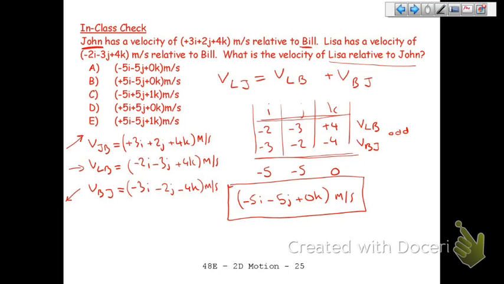I didn't do a diagram. Maybe I should have done a diagram. I'd have said I want velocity, Lisa, John. So I go down here and say it's Lisa, Bill, and then V, Bill, John. So that's what I'm doing in that equation. They both mean the same thing. Clear on that? It's practice. It's just knowing the equation. What do I look for in a test? I look for, do you have this equation? And is it right?